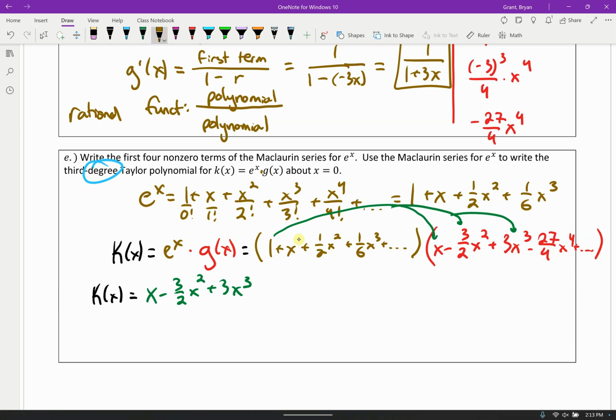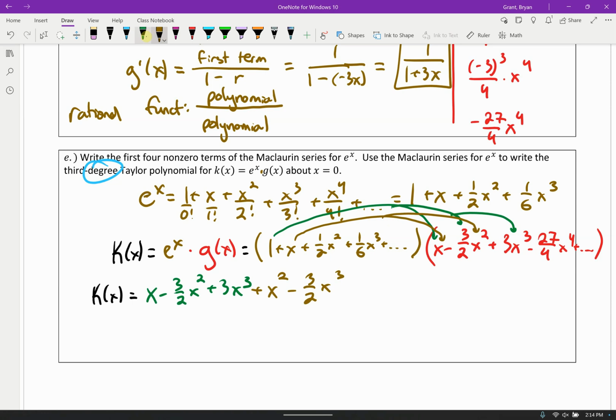Then I'm going to move on to x. x times x is x squared, that's allowed. x times x squared is x cubed, that's allowed. x times x cubed, that's x to the fourth, I don't need that one. So I have two more terms here. So I have x squared and minus 3 halves x cubed.